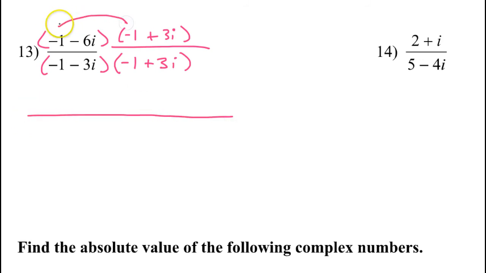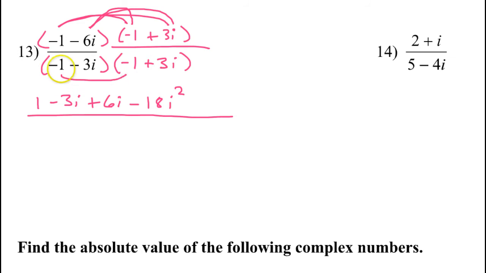So first I will distribute the negative 1. So that will give me plus 1 minus 3i. Next I will distribute the negative 6i. So that will give me plus 6i minus 18i squared. Now in the denominator, first I will distribute the negative 1. So that will give me plus 1 minus 3i. Now I will distribute the negative 3i. So that will give me plus 3i minus 9i squared.